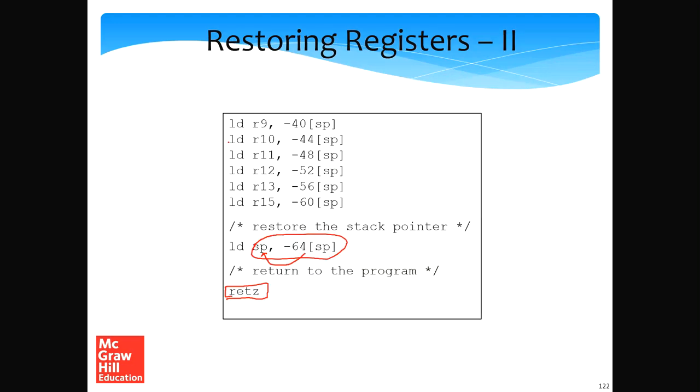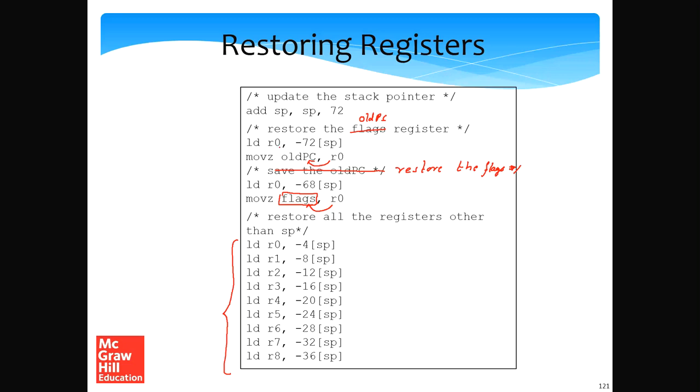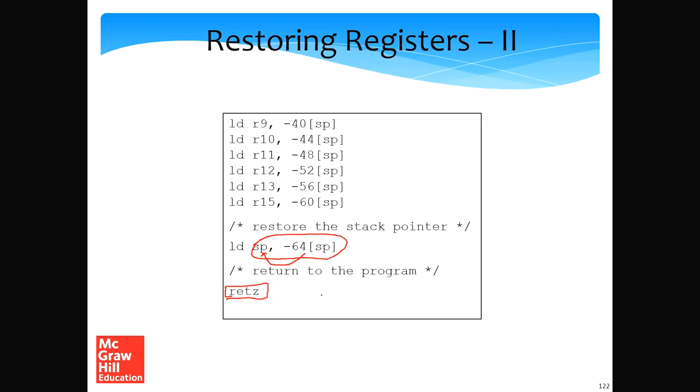Recall that the old PC we had restored in these lines. So once we call retz, the program counter will be equal to whatever is there in the old PC register. And also the CPL level will be the same as that of user programs, which is 1. So a normal user program can start executing, and its state would have been restored, so it will have no way of knowing that an interrupt had actually come in the middle. It's as simple as that.